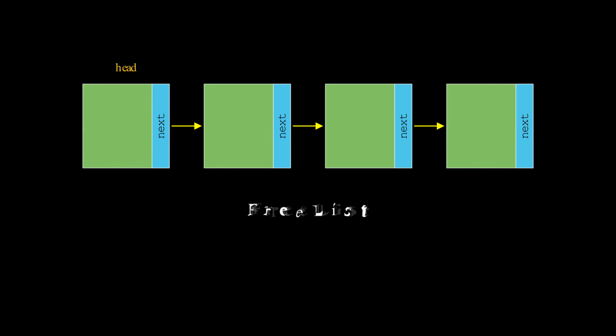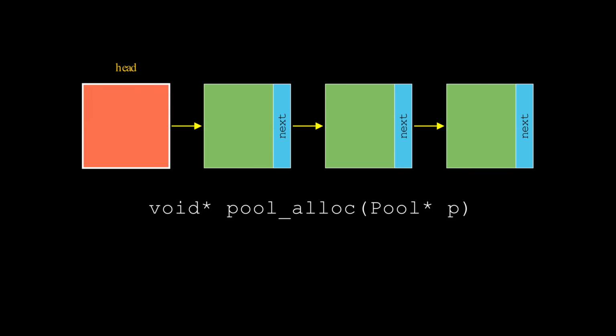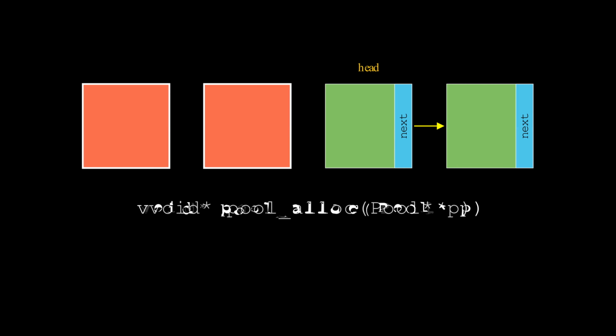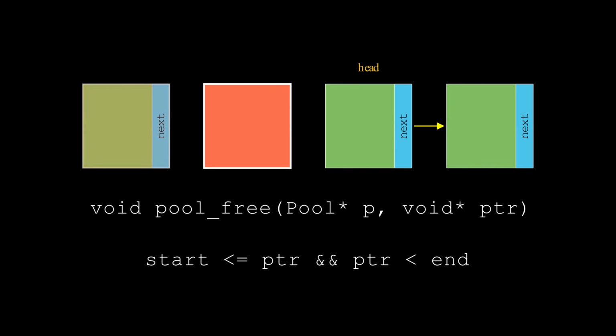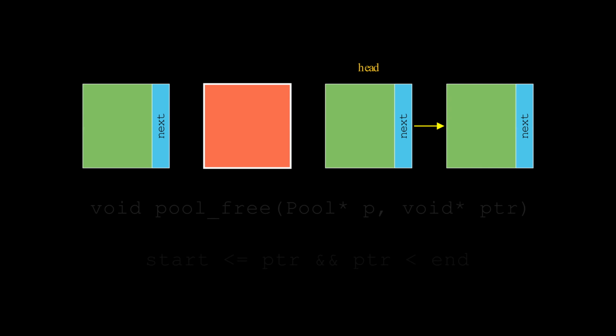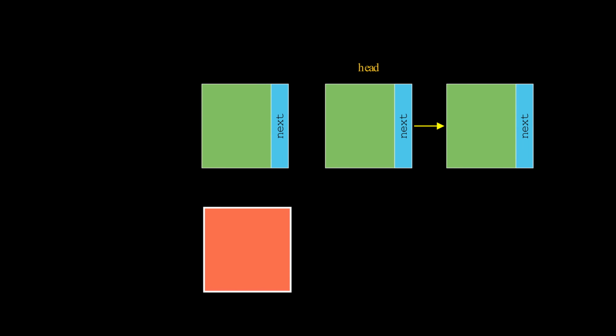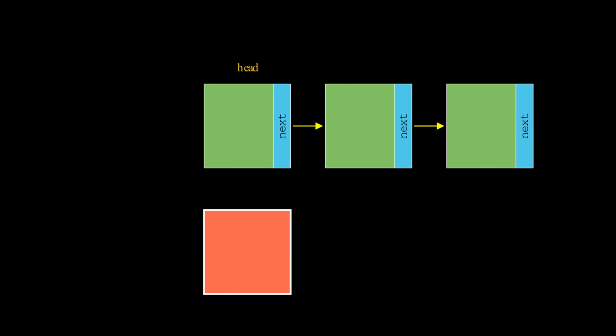To allocate memory, we simply pop the first node from the free list. The allocator returns a pointer to that memory, ready for use. This is incredibly fast, no complex bookkeeping, just grab the head of the list and go. When we no longer need a chunk, we call the pool free function. This checks the pointer is valid and inside the pool's bounds. Then it pushes the chunk back to the front of the free list, making it available for future allocation.